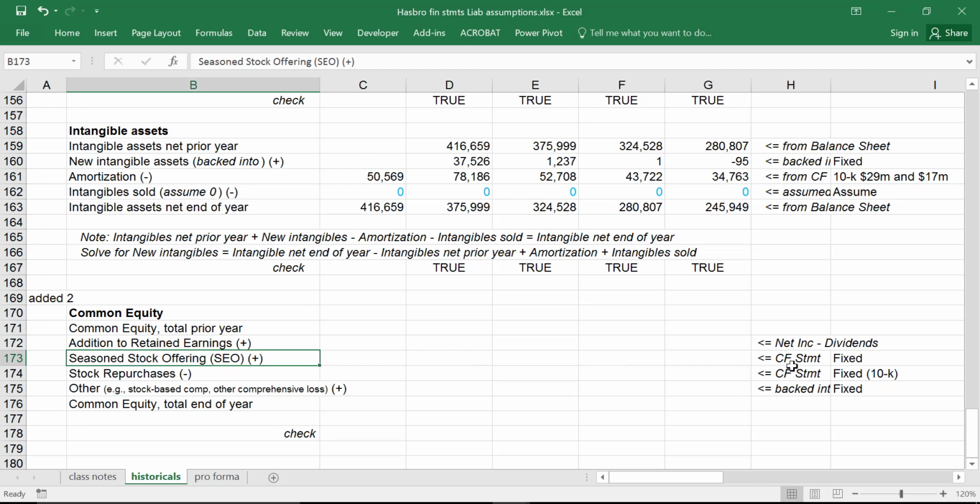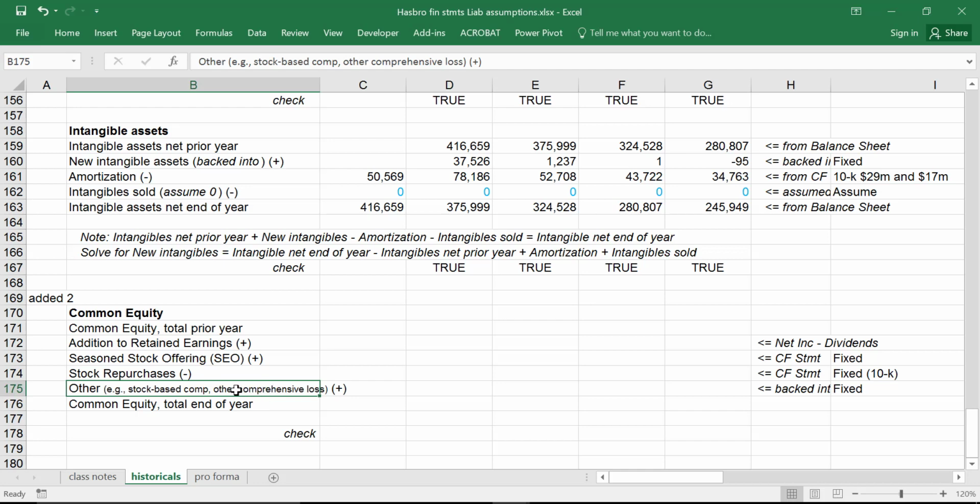That we'd be able to see historically off the cash flow statement. And stock repurchases, if the firm does any buybacks or stock repurchases, again, that would be on the cash flow statement. And then we've got some other things such as stock-based compensation, other comprehensive gain or loss, which would be like foreign exchange transactions, gains or losses on foreign currency.